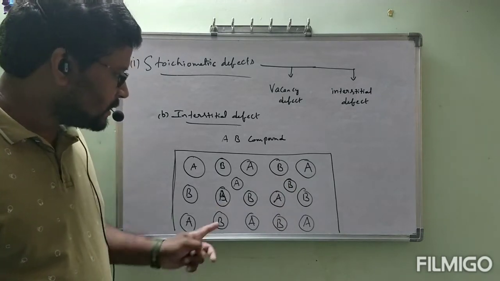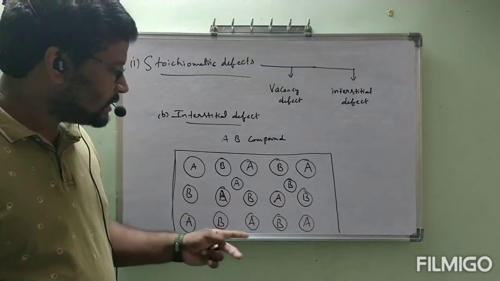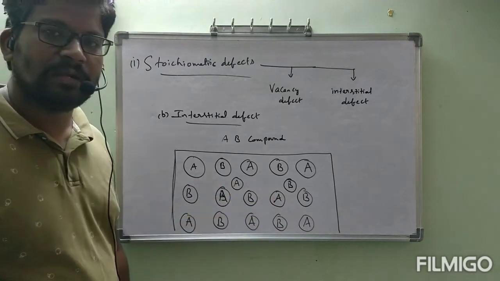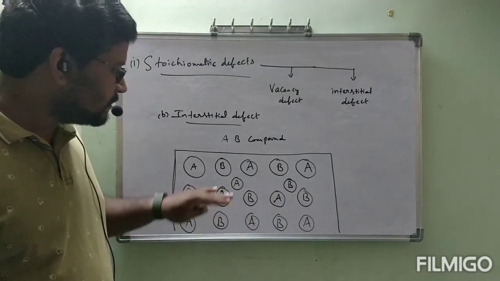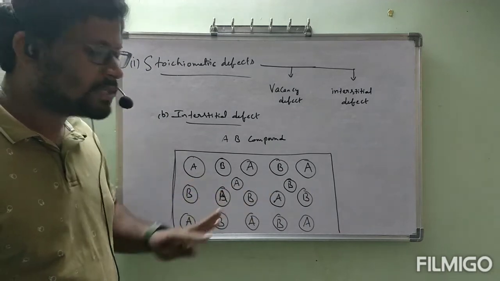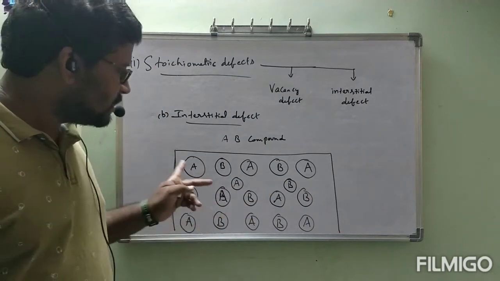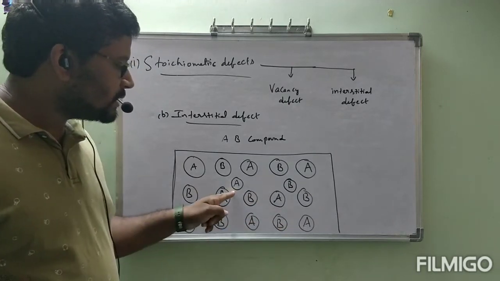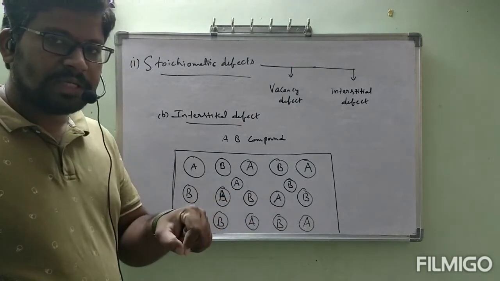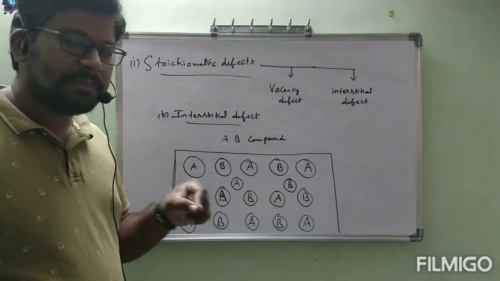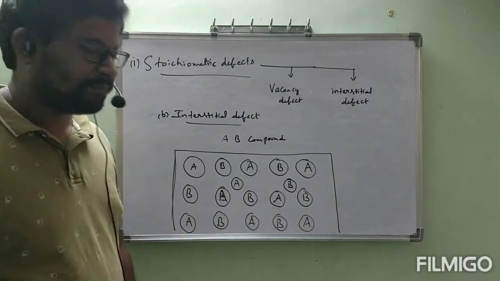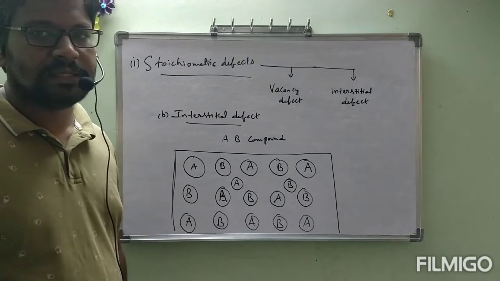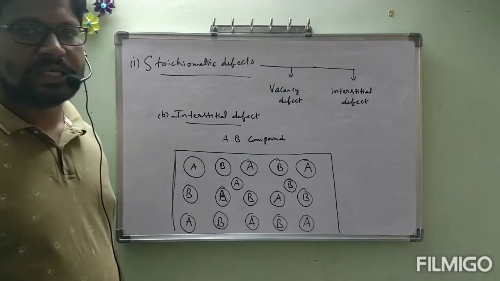See, vacancy is not generated, only interstitial positions are occupied by A and B. Actually, here A must not be there and B must not be there. Perfect crystal means this type of alignment must be there. But unexpectedly, some A particles are going to be adjusted into the gap, as well as some B particles. Because of this, some defect will be created. That is called interstitial defect.